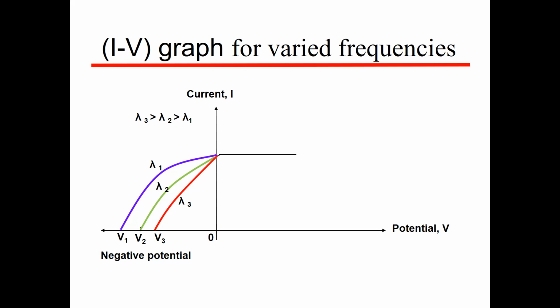Why? Notice that for me, the one on the screen, the current reaches saturation current at V equals 0. But in yours, the current does not. You need a certain V before it reaches saturation current. Why? It's because of this concept. It depends on your setup.